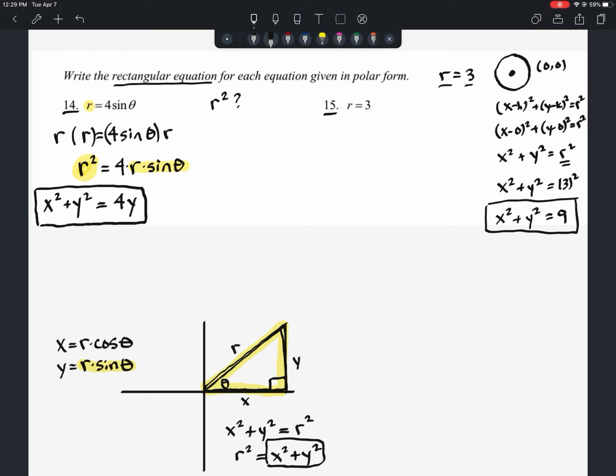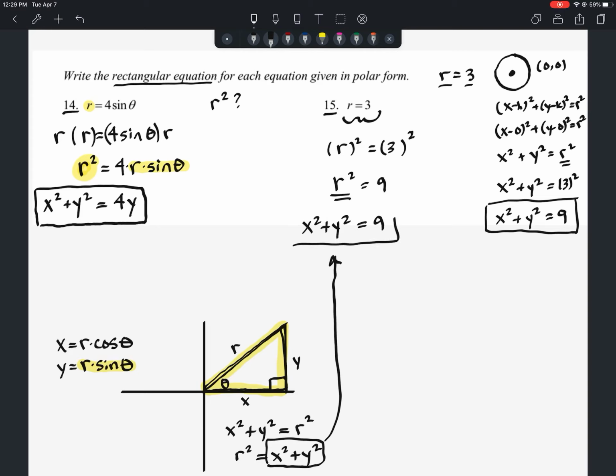Are there other ways to do that? Yes, we could look at our equation here, and if we wanted to turn this r into an r squared, we could square this side. But if we square the left side, we have to square the right side. Now we've got r squared is equal to 9, and r squared is the same thing as x squared plus y squared. We substitute that in, and once again we get the exact same answer. So that is the equation for that circle in rectangular form.